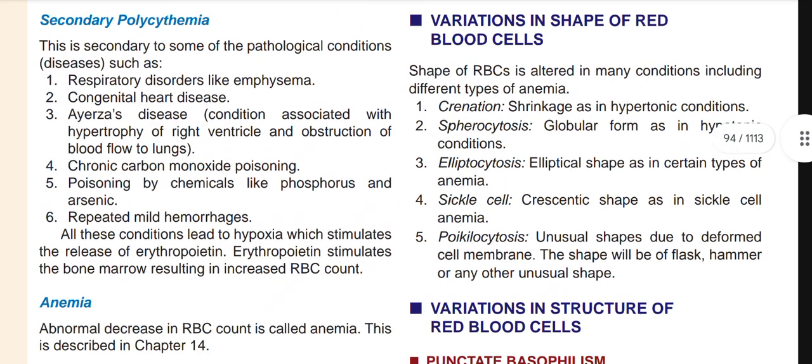Sickle cell: crescentic shape, as in sickle cell anemia. Poikilocytosis: unusual shapes due to deformed cell membrane. The shape will be a flask, hammer, or any unusual shape.